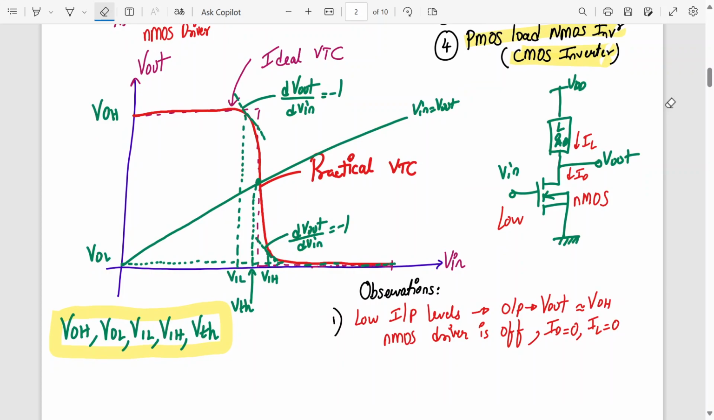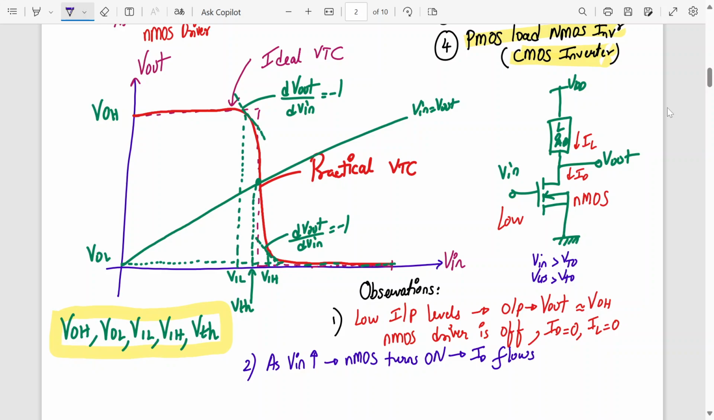Okay? Now, second observation is, as my input Vin increases, what is happening? As my input Vin increases, my Vin becomes greater than VTO, the threshold voltage of the inverter. And what is Vin? VGS. So VGS greater than VTO means what? NMOS starts conducting. So NMOS turns on. When the NMOS turns on, what happens to current flow? ID starts flowing. And whenever ID starts flowing, there will be IL also.